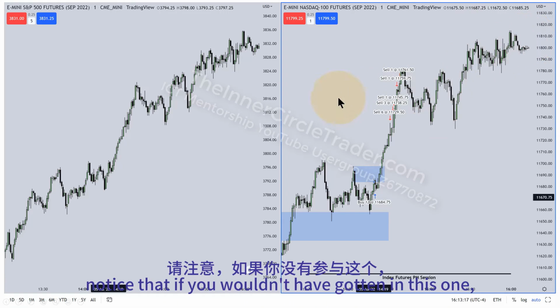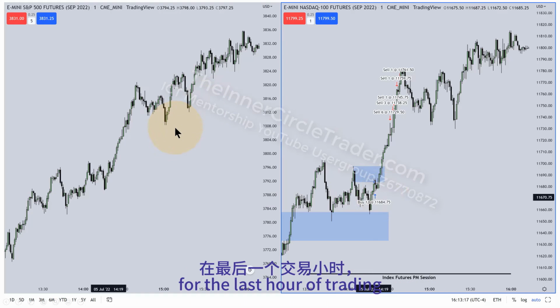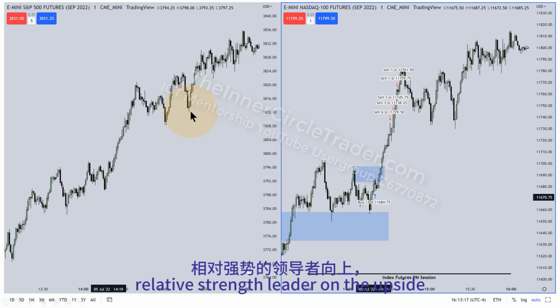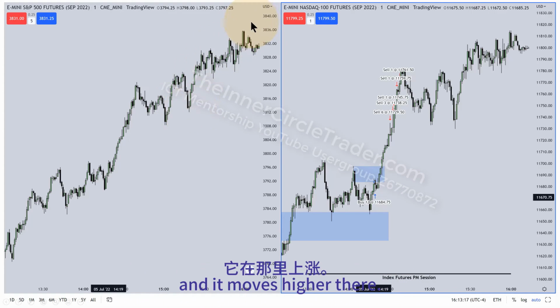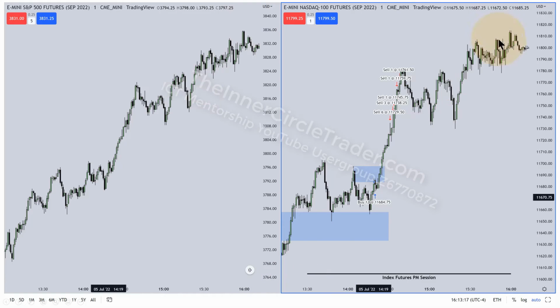Also, notice that if you wouldn't have gotten in this one, you could have used this S&P divergence here for the last hour of trading, and the fair value gap here. Relative strength leader on the upside for the last hour of trading is S&P, and it moves higher there. Sympathy play after a stop hunt on NASDAQ, it rallies up higher.